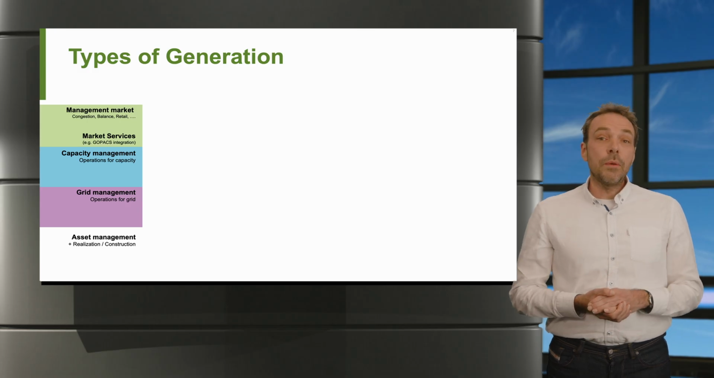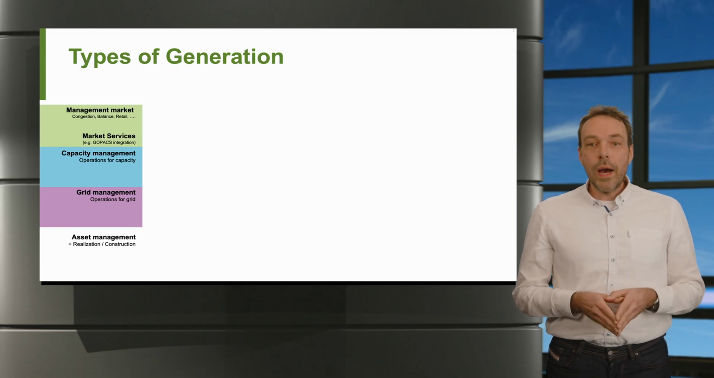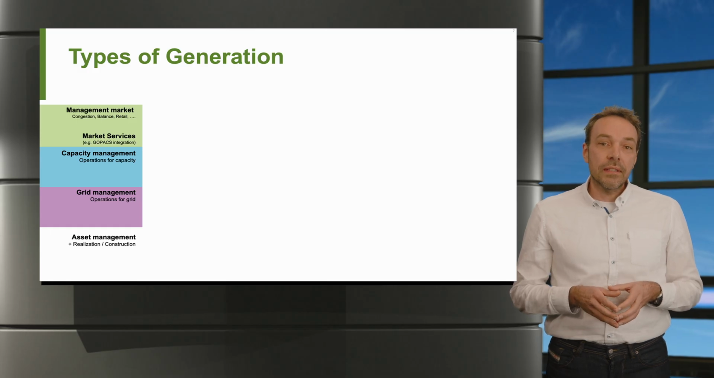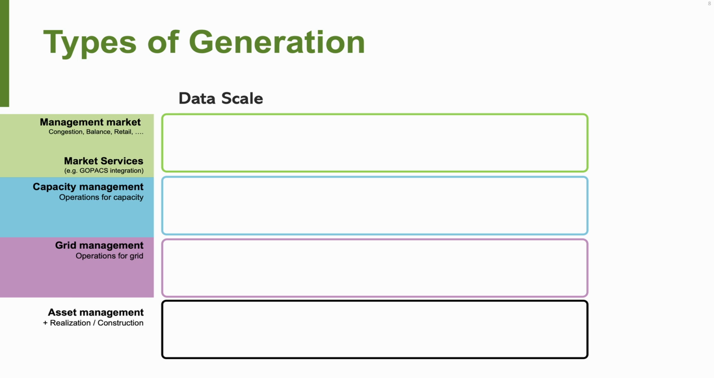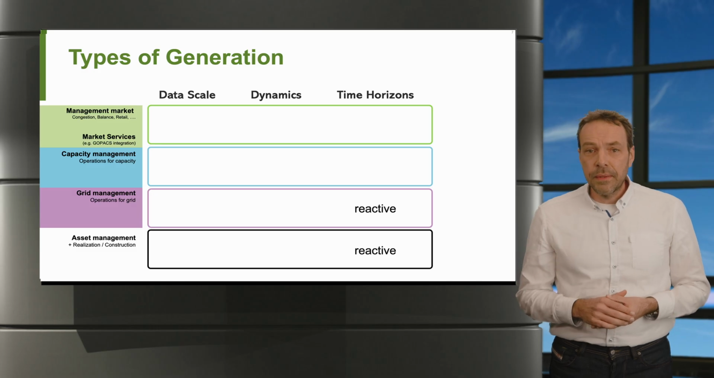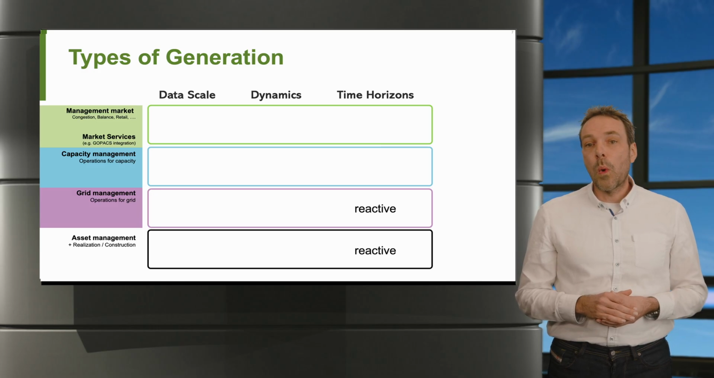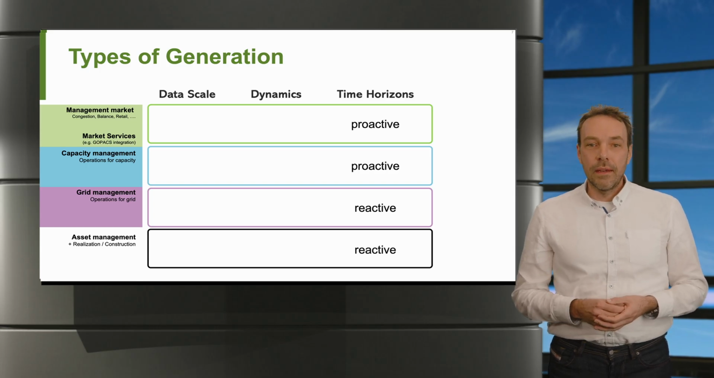At this point, you might think, isn't that just adding layers? Well, to see why it's a paradigm shift, we have to look at the characteristics of those layers. They differ in data scale, in data dynamics, and time horizons. For example, grid management is mainly reactive, solvable with manual tasks, while capacity and market management is more proactive.